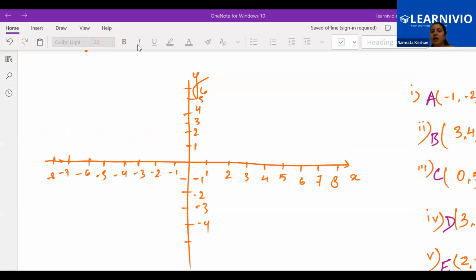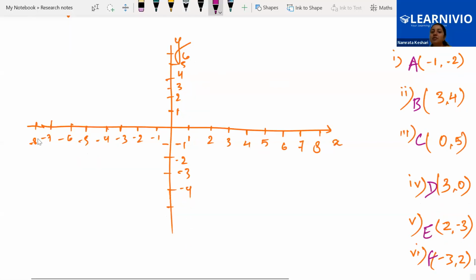Sarah, you joined just now, right, Sarah? Can you hear me? Yes, Sarah. So I said that just now we have started and I have just plotted this Cartesian system, this coordinate axis, that means x-axis and y-axis.